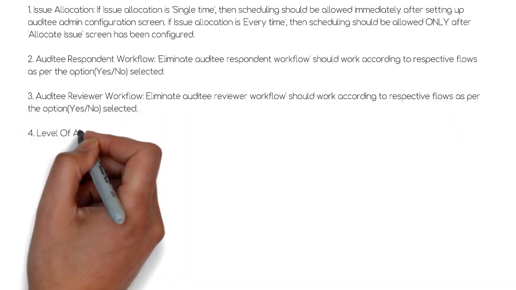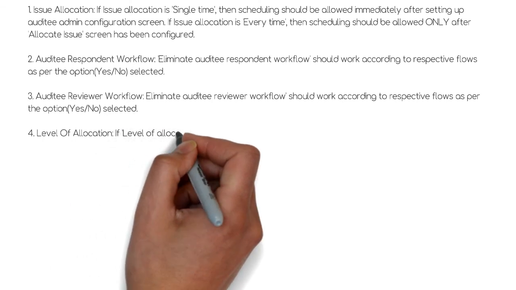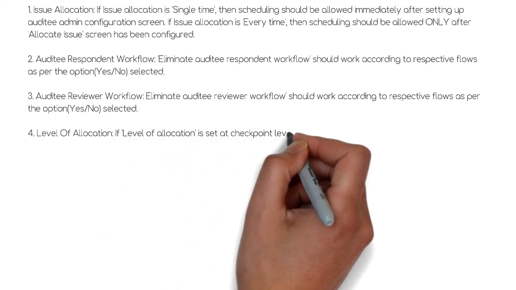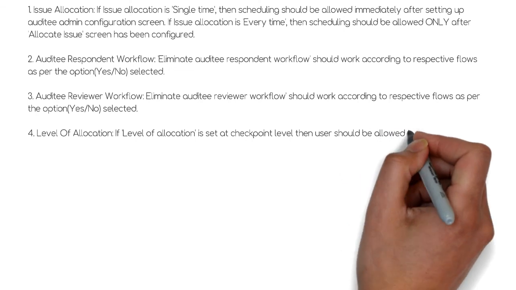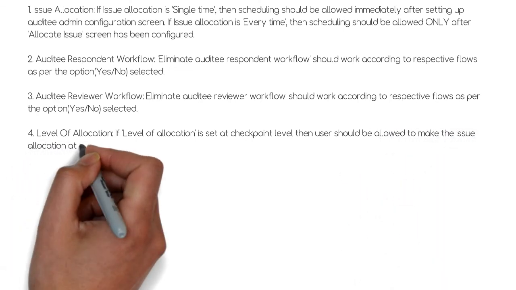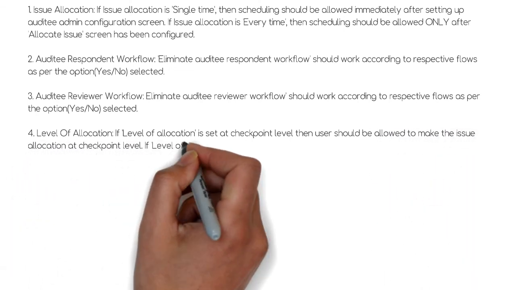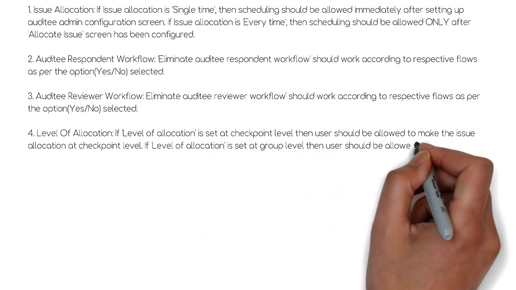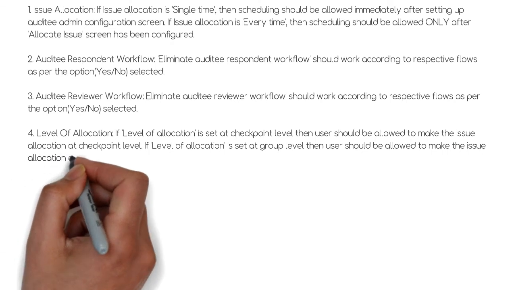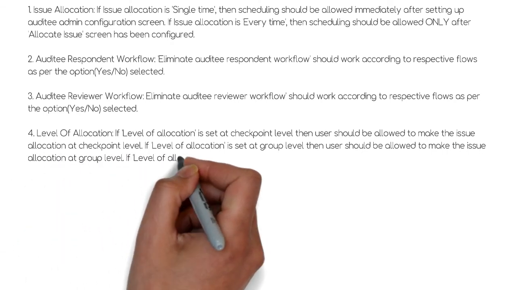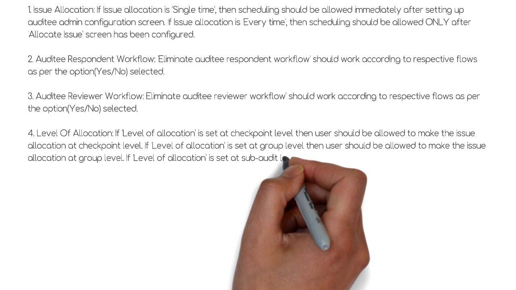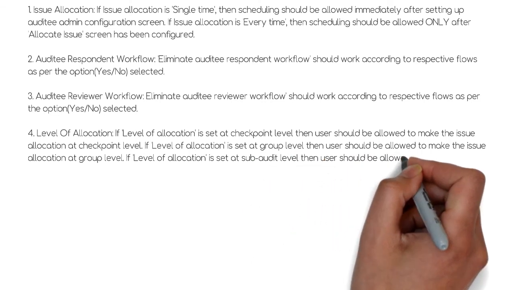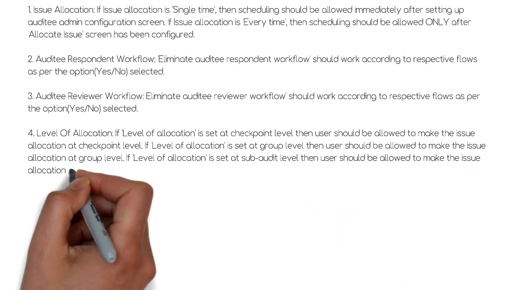Number 4, Level of allocation. If level of allocation is set at checkpoint level, then users should be allowed to make the issue allocation at checkpoint level. If level of allocation is set at group level, then users should be allowed to make the issue allocation at group level. If level of allocation is set at sub-audit level, then users should be allowed to make the issue allocation at sub-audit level.